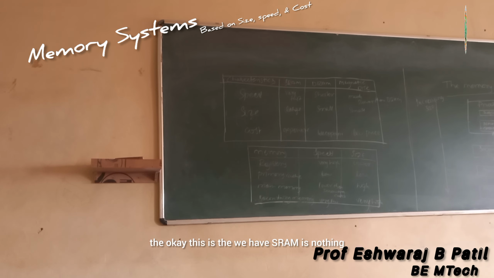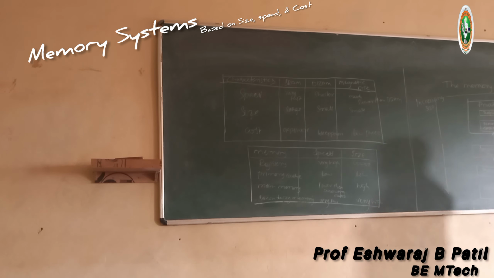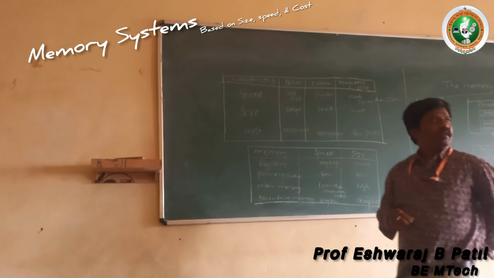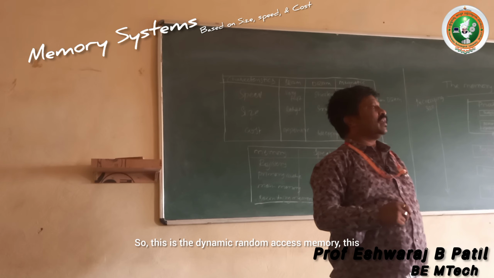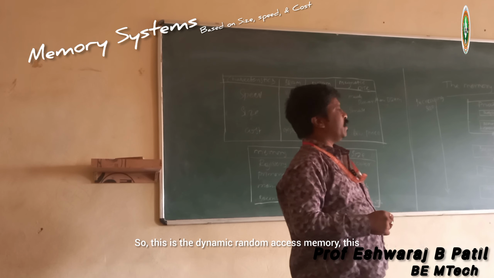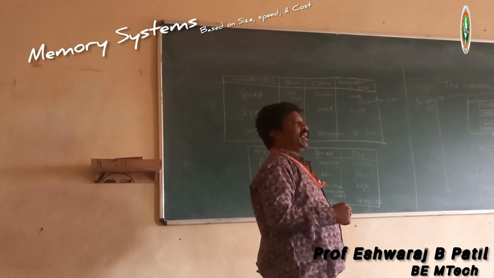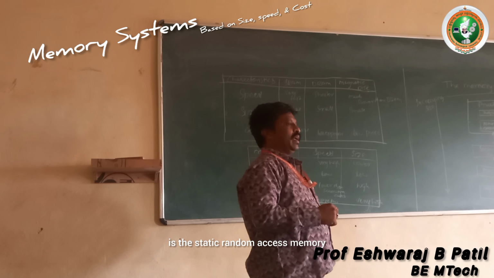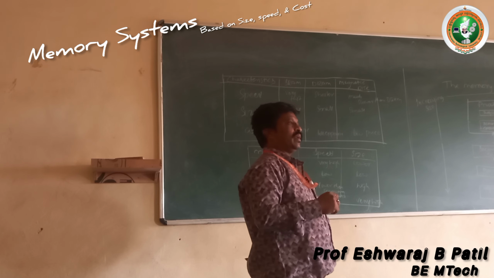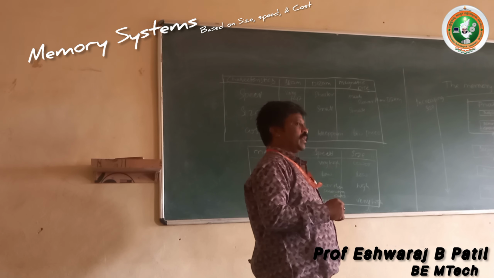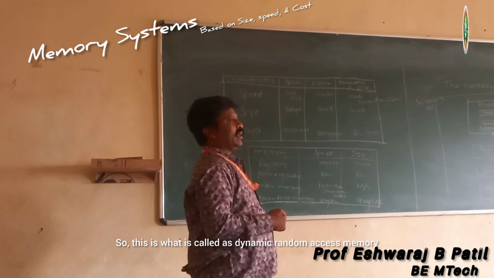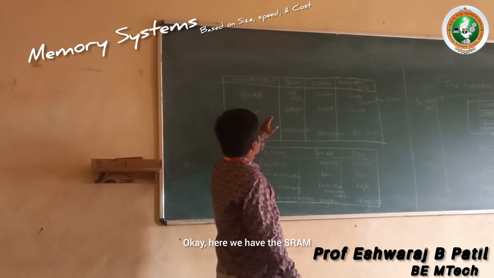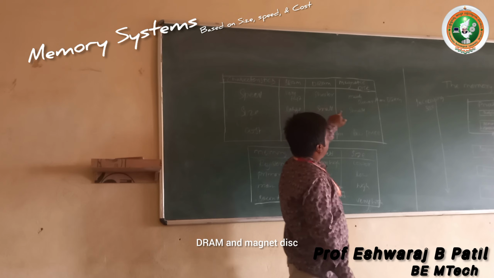SRAM is static random access memory. Another, DRAM, is dynamic random access memory. Here we have the SRAM, DRAM and magnetic disk.